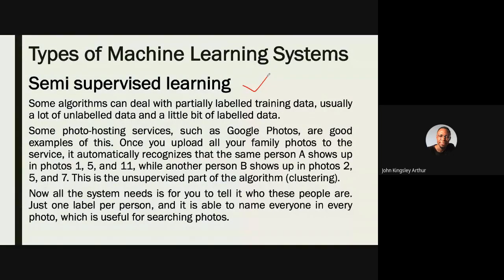Okay. So Emmanuel, your answer is correct. When the data sets are labeled, then we do supervised learning. When the data is not labeled, that is when we do unsupervised learning. Semi-supervised learning is done when we have partially labeled data. That means that part of the data is labeled, and some other part of the data is not labeled. A typical example of that is seen in photo hosting services, such as Google Photos.